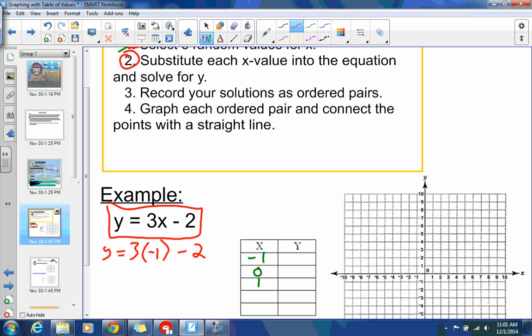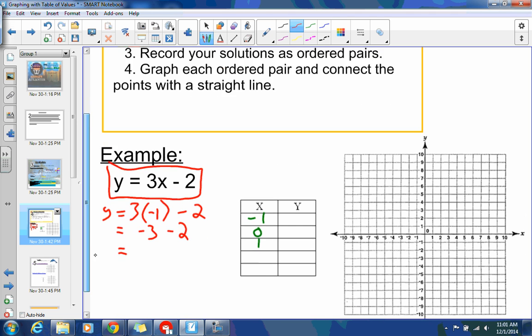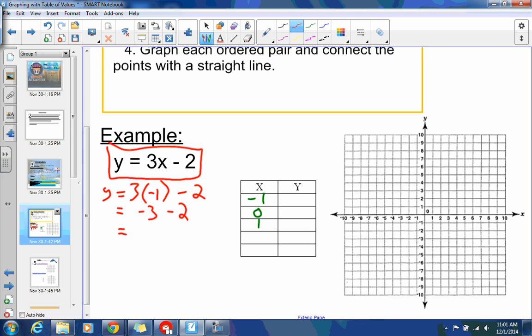Now, you can simplify this by saying 3 times -1 is -3, minus 2. And remember, -3 minus 2 is like saying it's -3 degrees outside and it's dropping 2 more. It's not 3 minus 2, it's -3 minus 2, so that's -5. So our y value is -5 when x is -1. Okay, so there's the first one.